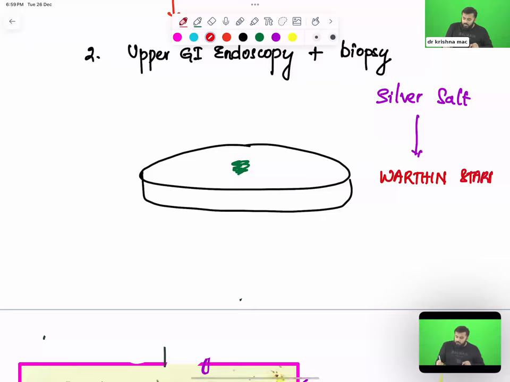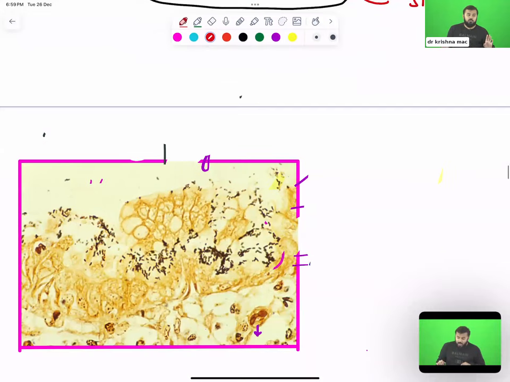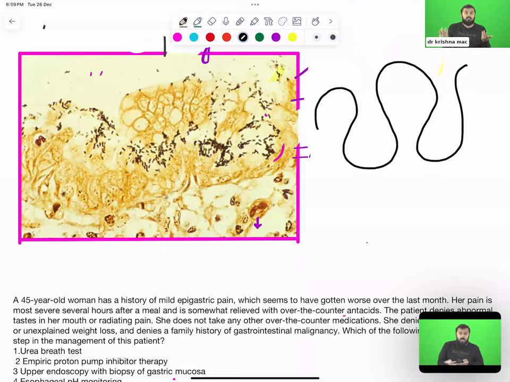Now, after adding this Warthin-Starry stain, you are very welcome to look at your own tissue. After adding the stain, this is how it looks. Normally, how should the gastric mucosa look? It should look like gastric rugae. But here I cannot see gastric rugae. What has happened? Look, I can see only one gastric ruga. Here the gastric ruga is damaged. The gastric ruga here is also damaged.